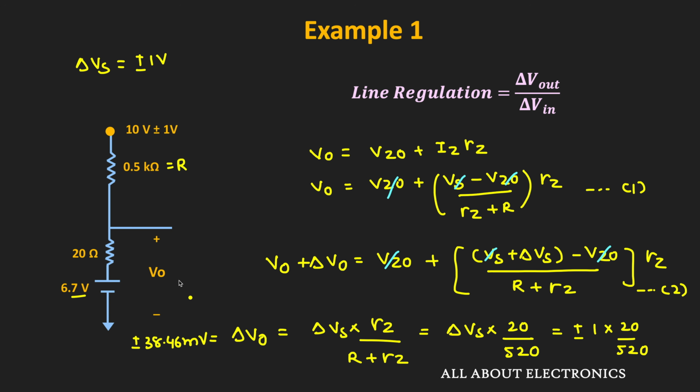That means whenever the supply voltage changes by plus minus 1 volt, then the output voltage will change by plus minus 38.46 millivolt. Or we can say that the line regulation is equal to plus minus 38.46 millivolt per volt. So in this way, for the given circuit, we also got the value of the line regulation. So now, let us move to the next example.